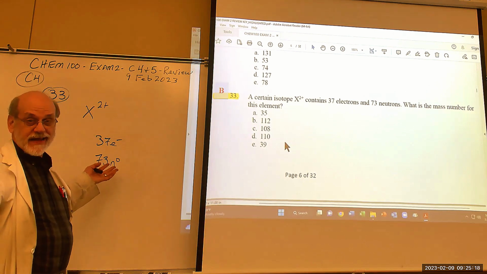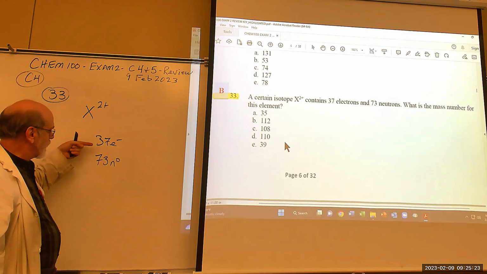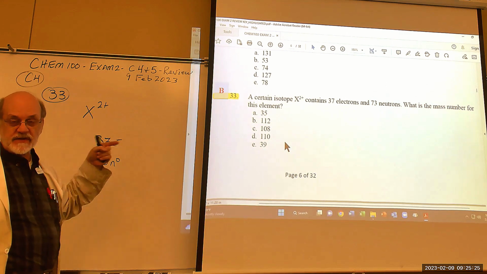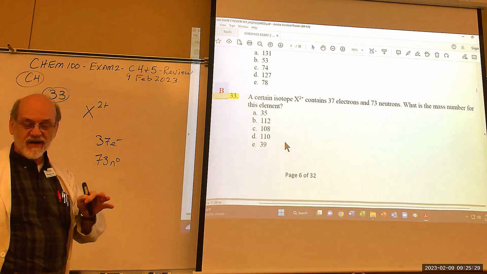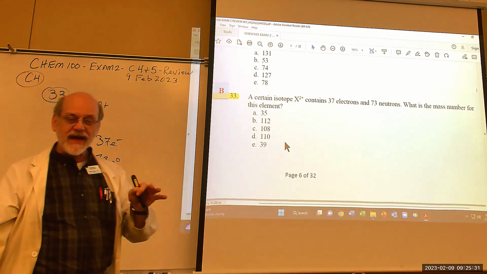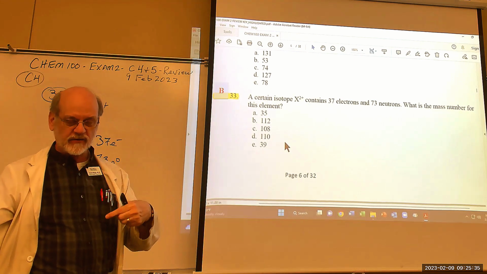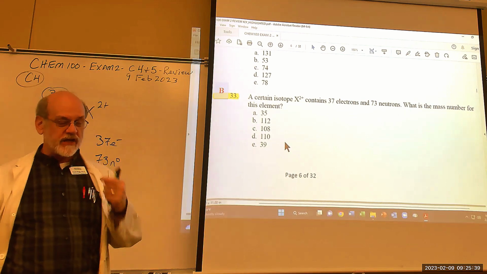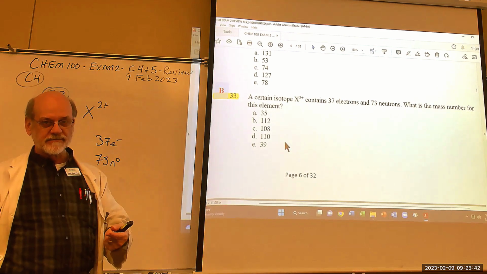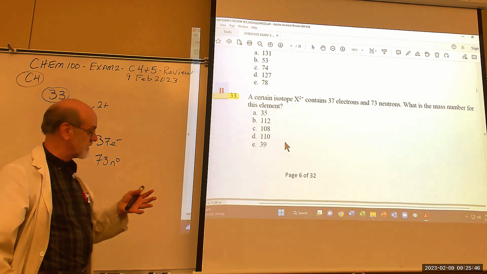We can't just add these together, right? Because we don't know. We cannot assume that this is the same as the number of protons because we have an ion. How do you get an ion? You make an ion by either adding or subtracting electrons. You don't touch the protons. If you change the protons, you change the element. So to get an ion of an element, you change the number of electrons.